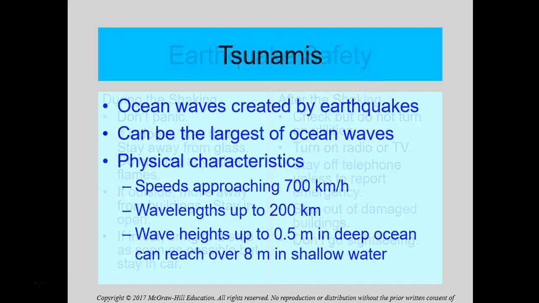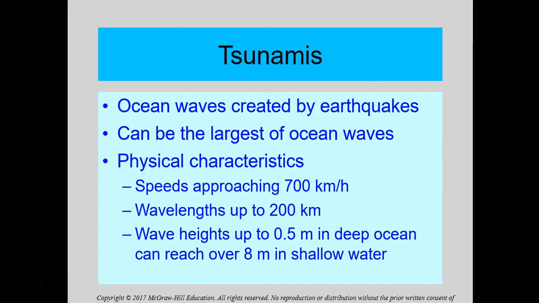Finally, another result of earthquakes are tsunamis. These are giant waves that are generated by earthquakes. They can have speeds of up to 700 kilometers per hour and wavelengths of up to 200 kilometers. And those wave heights can go from 0.5 meters in the deep ocean and reach up to over 8 meters in shallow water. It's about a 2.5 story building.